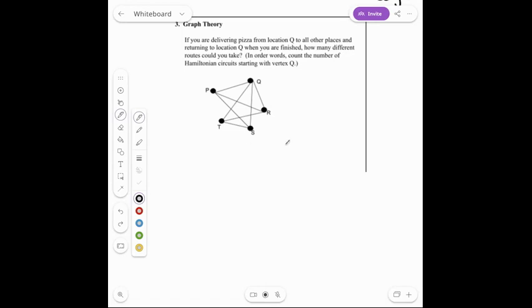Going alphabetically. Okay, so we need to start with Q. Q, and then P is first in the alphabet, so we can start with P, right? So Q, P, and then there are several possibilities. You can go to R or you can go to S. So let's say we go to R, T, S. So then from R, you can only go to Q or to T. So you have to go to T because you don't want to go back to Q yet. So you have it like this.